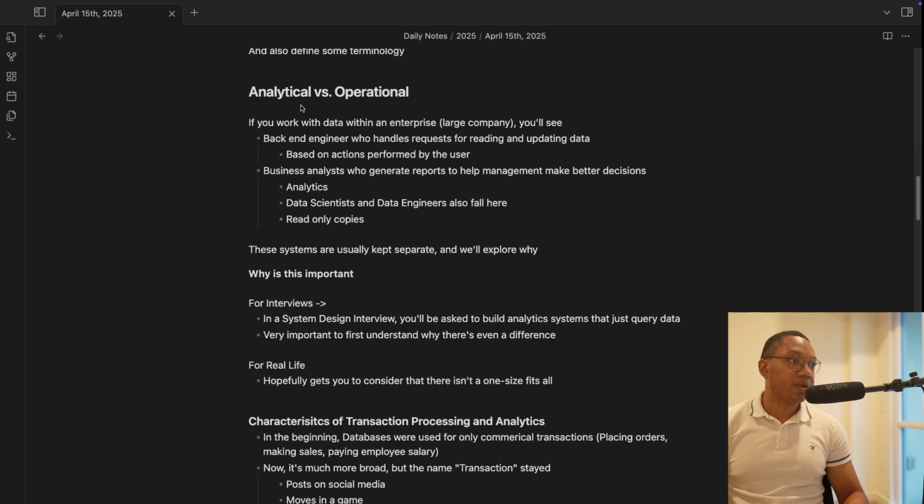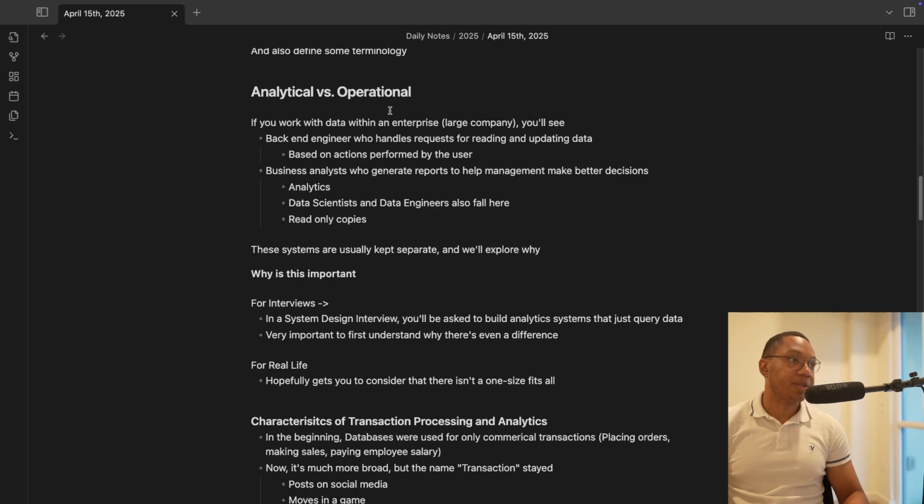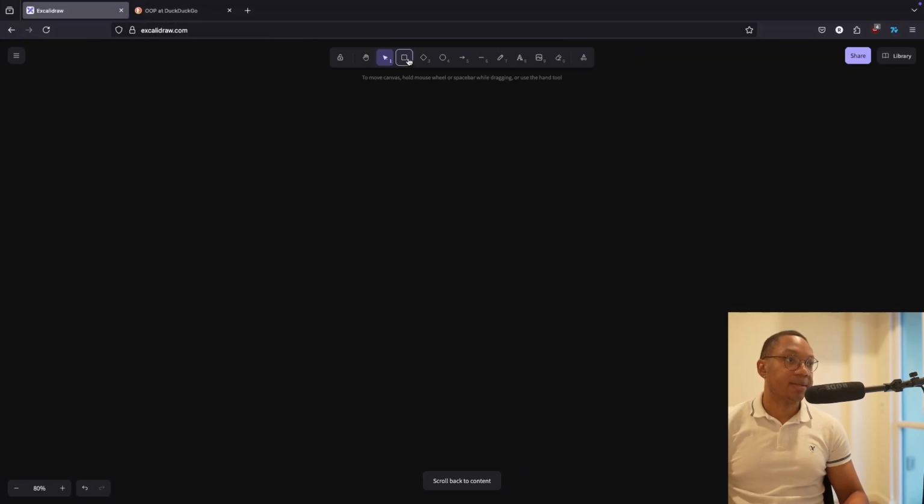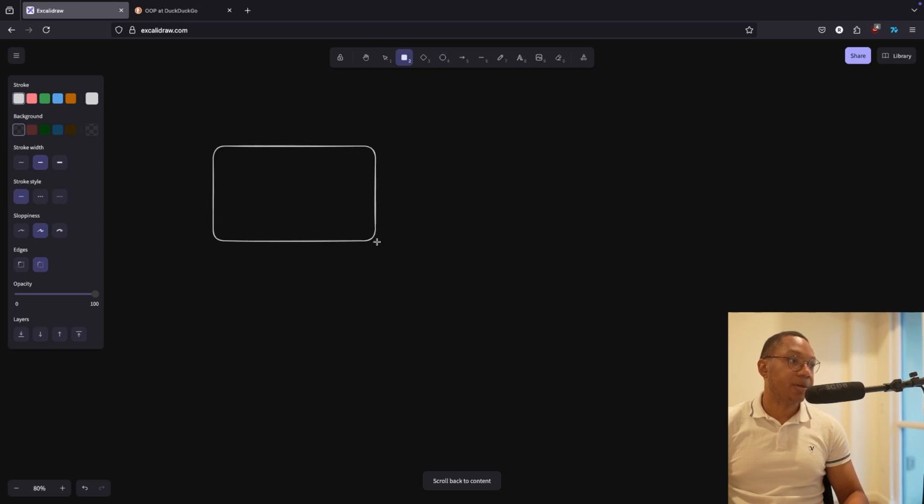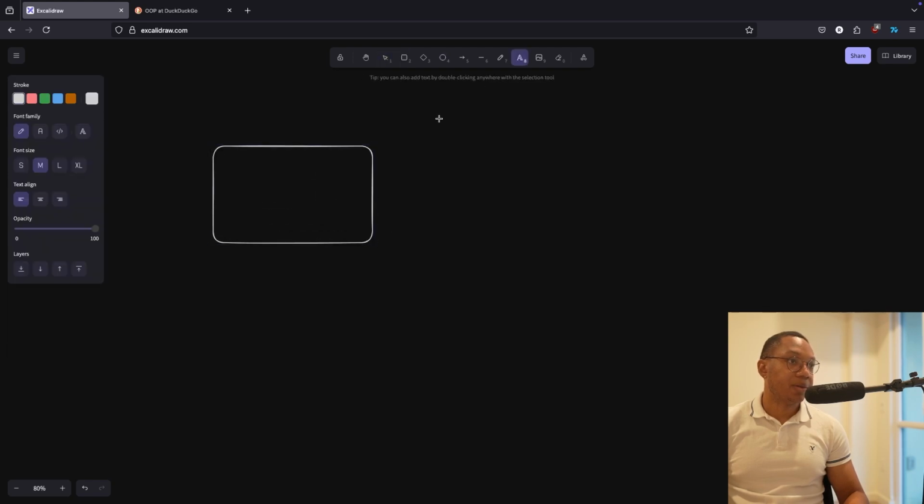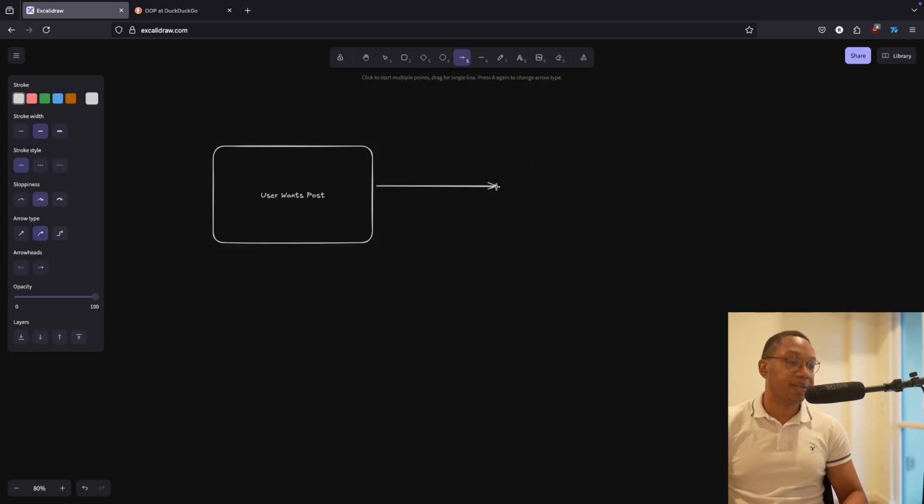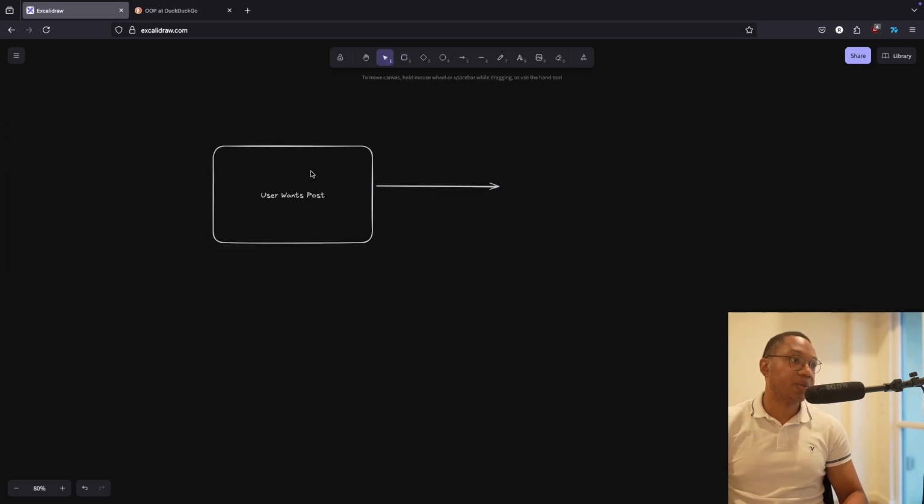Actually, before we even talk about analytical versus operational, I want to give you a real example of system design. Let's take something like Twitter, where we have a user and then the user is going to post, right? So this is an example system where the user wants to post. They click some button on their phone that says they want to post. So what's going to happen when they post? Well, we're going to have a server that's waiting for them to post, and then we're going to write it into a database so they can see the post later, right?